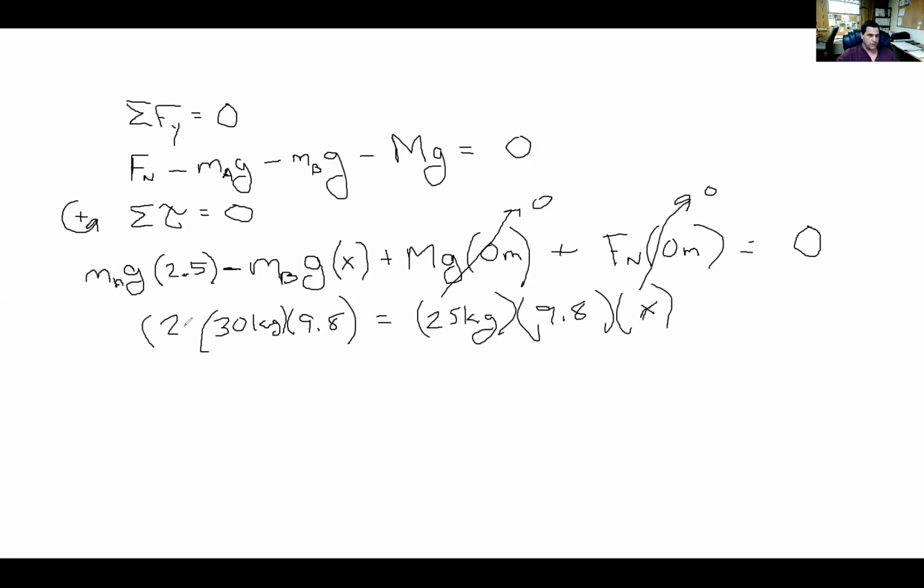Oh, I missed my 2.5 meters here. That's very important. I need to bring this 2.5 meters down because that is my lever arm. So now I can see that the 9.8s cancel. If I solve this through for x, I get 3 meters.